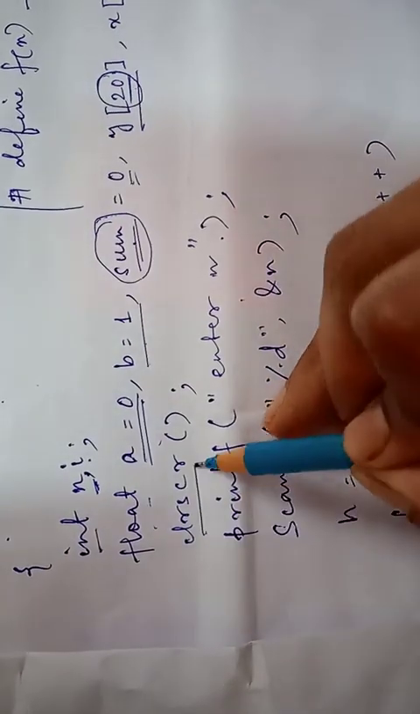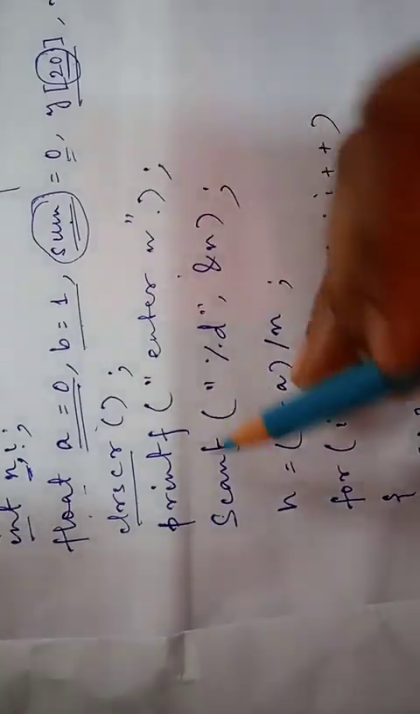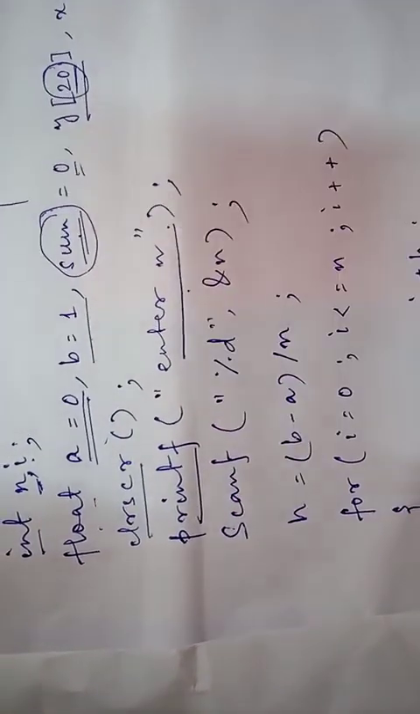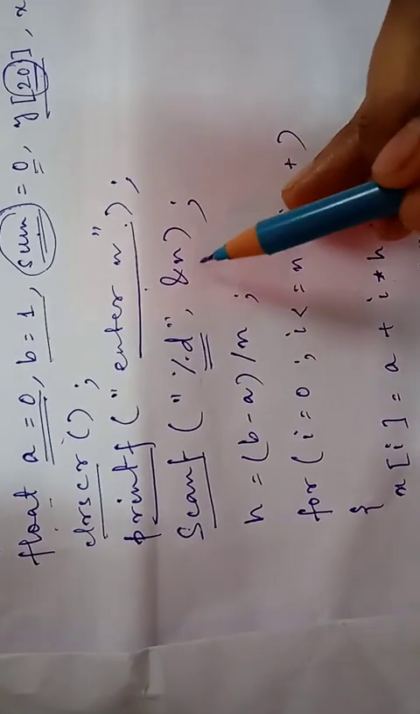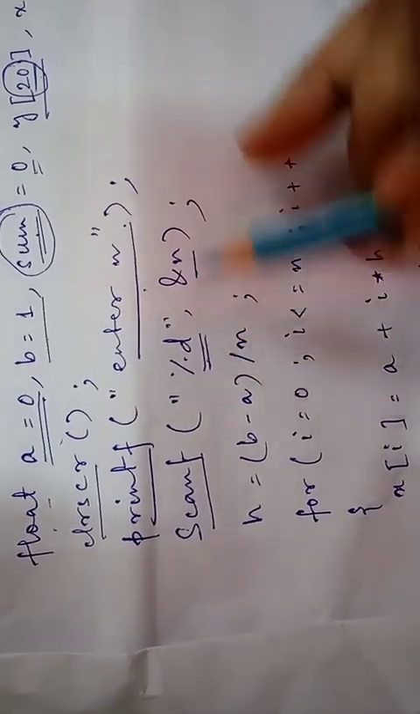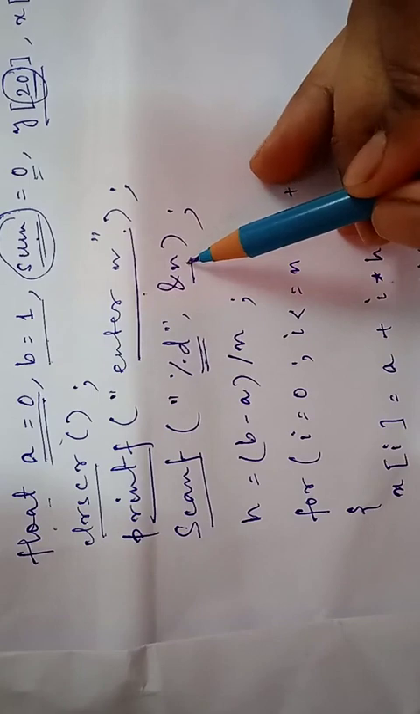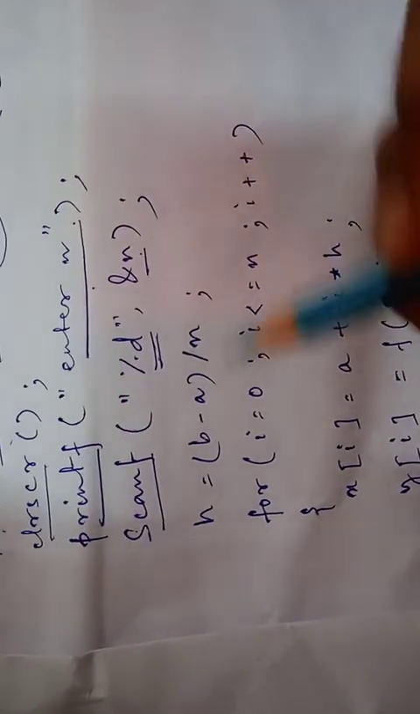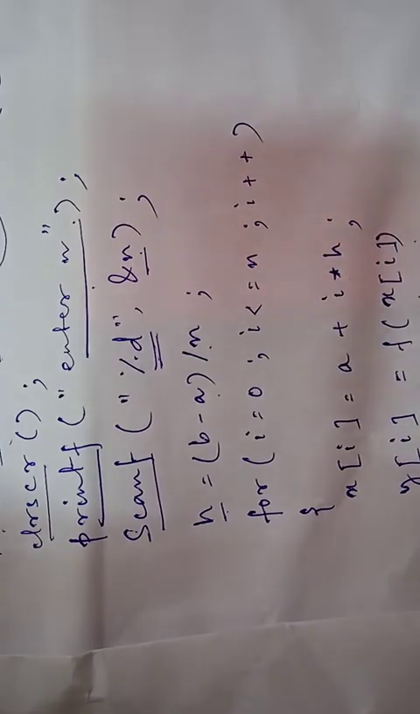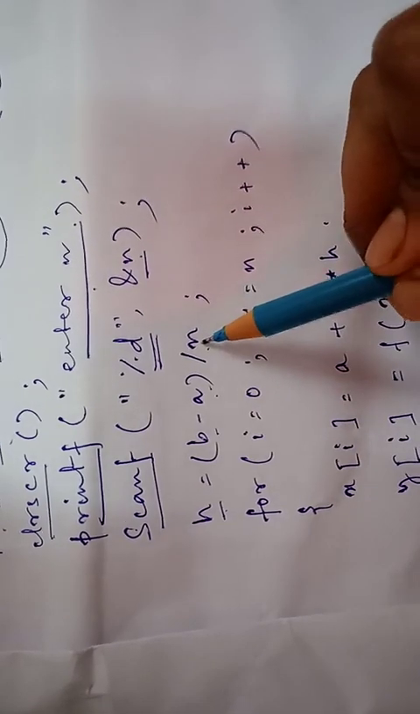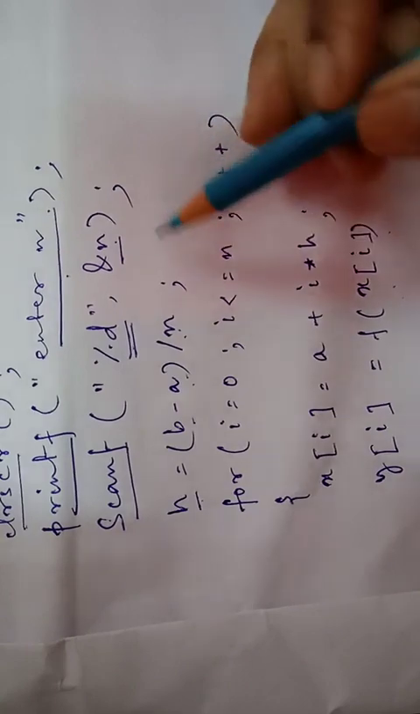Now apply the clear screen function, then printf, enter n. Then we are using scanf, %d, ampersand n, %d because we have taken n as an integer variable. Now calculating h is (b minus a) by n, which is the step length. We know all those values, so h will be automatically calculated.